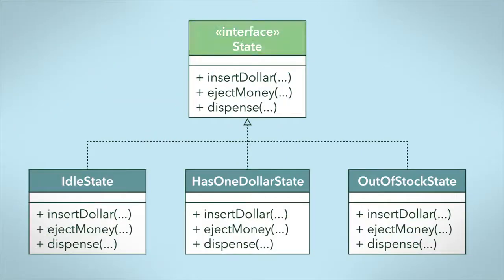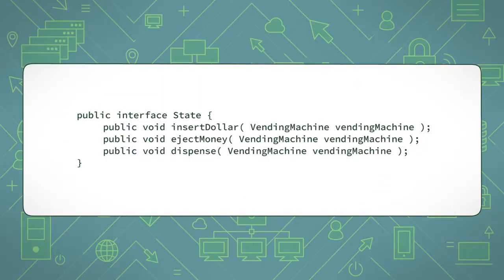But these state objects seem pretty passive and don't have much responsibility themselves. Let's now look at how you can restructure this properly using the state design pattern. We will define a state interface with a method for each trigger that a state needs to respond to, that is, insert dollar, eject money, and dispense. And we'll have state classes that implement the state interface, one for each state needed, that is, idle state, has $1 state, and out of stock state. This is the state interface. State classes must implement the methods in this interface to respond to each trigger.